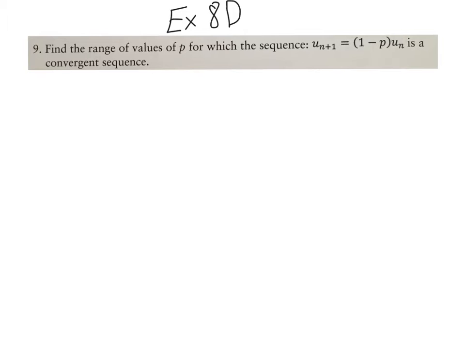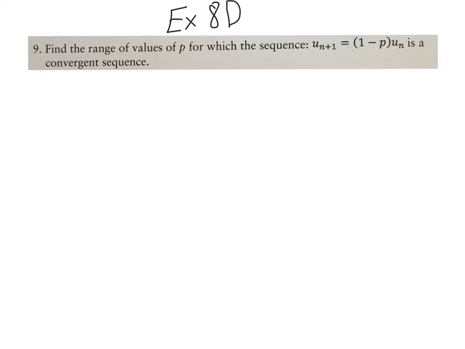This is a very difficult question. The normal approach you would take to find the limit of a sequence is normally useful, but in this case it's not. So it really tests your ability to be flexible in your techniques and try and play a bit and understand the sequence. So we have to find the range of values of p for which the sequence given by the next term is equal to the current term multiplied by 1 minus p.